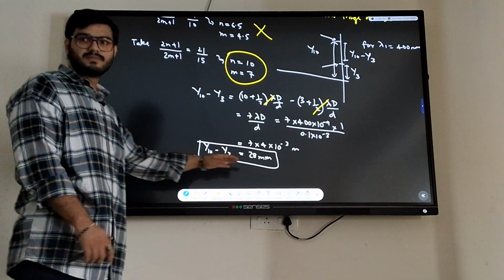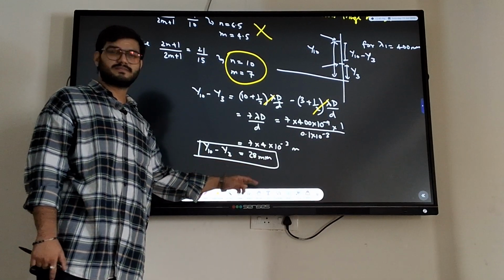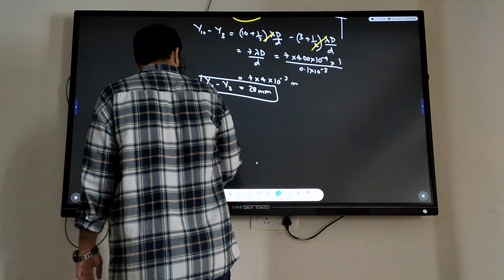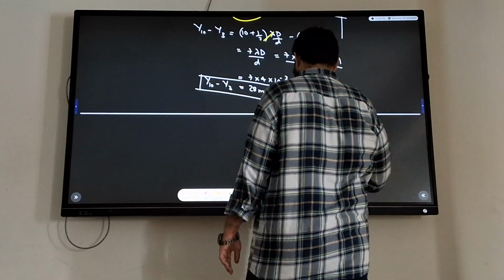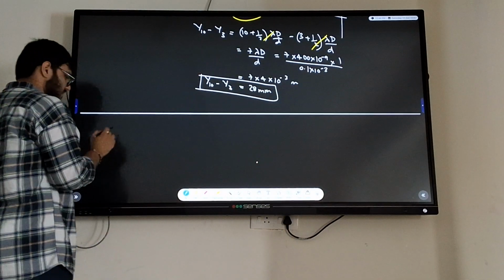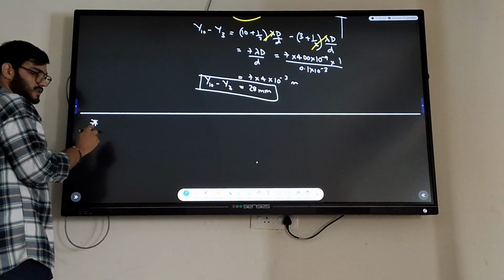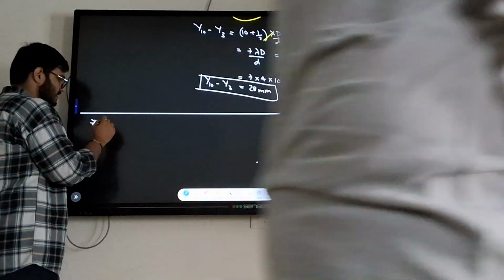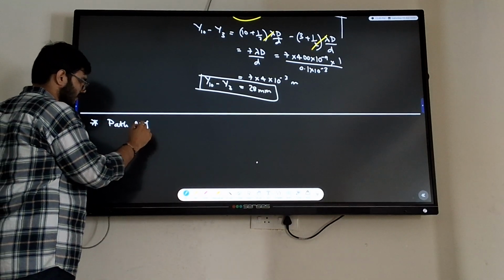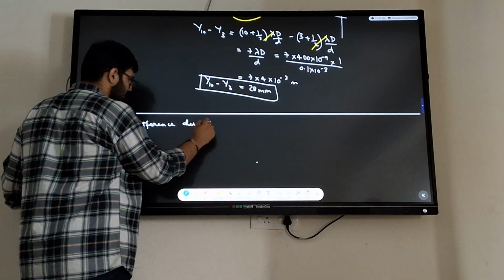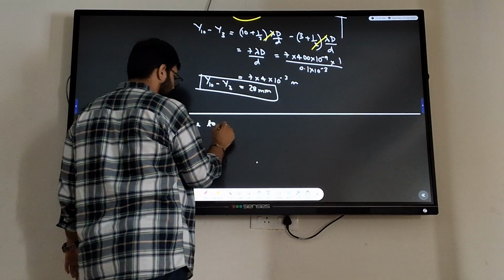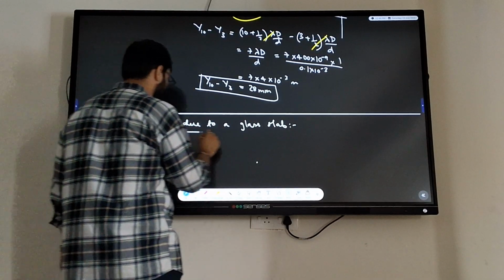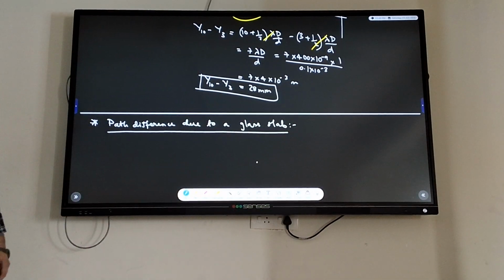Is it written for everyone? Everyone has written it? So we have talked about dependence. Now let's talk about path difference due to a glass slab. Path difference due to a glass slab.